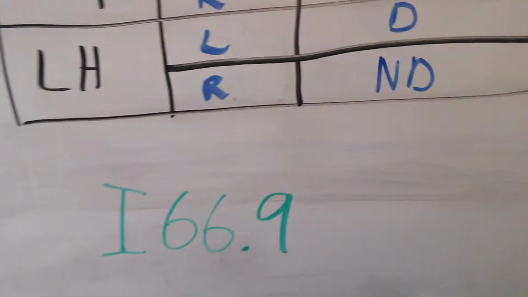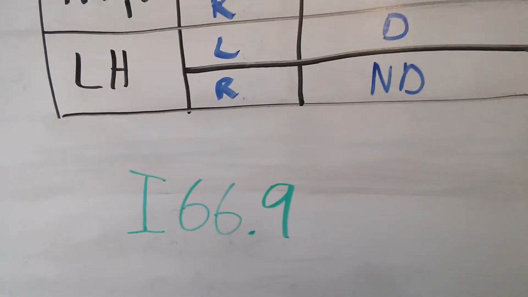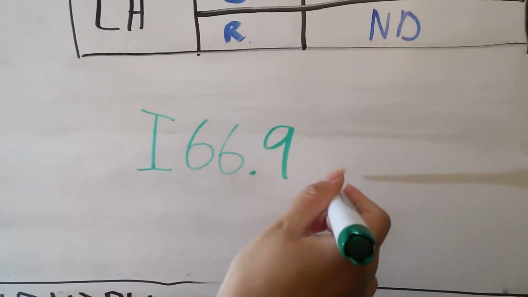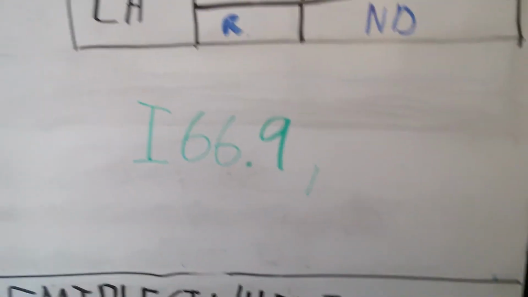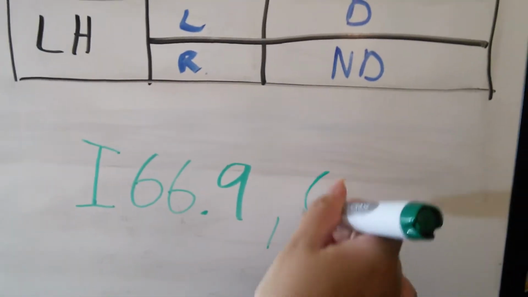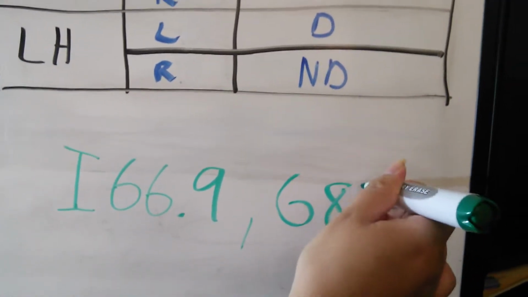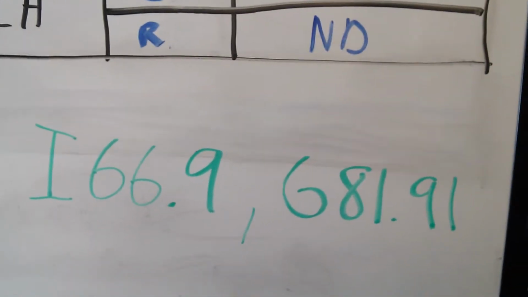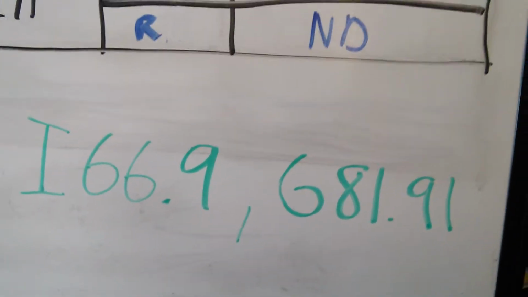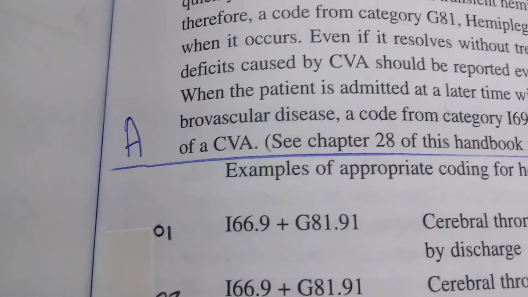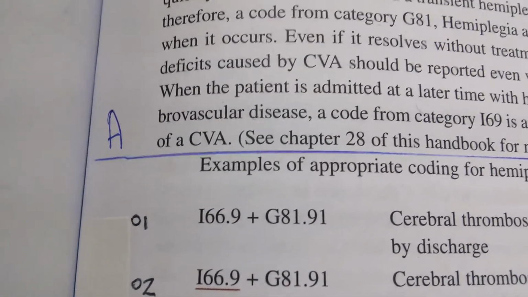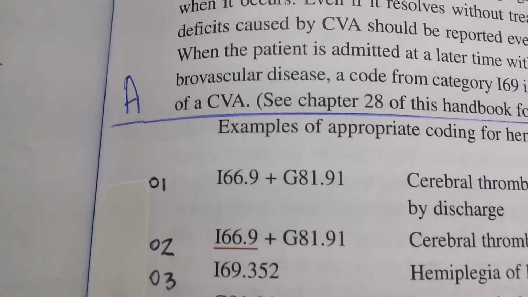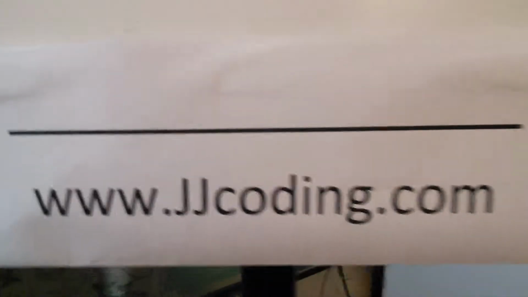Right? So can you write the next code here? We got the first one, and the next one would be G81.91. That's it. This should be our answer, our 2 codes. And we check with the book, right? And that's exactly the answer. I66.9 plus G81.91, right?